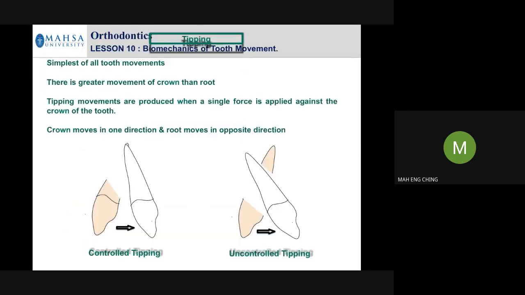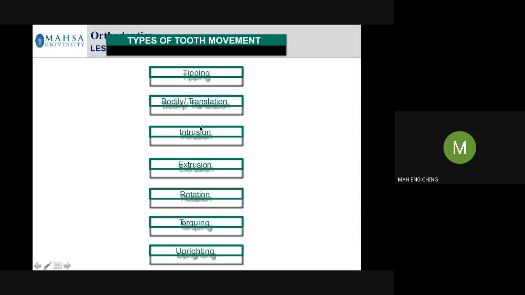So for these lectures, you just have to know there are 7 types of tooth movement: tipping, bodily, intrusion, extrusion, rotation, tucking, and uprighting. In the exam, you mention all of these, then explain what tipping is, what bodily movement is, and so on. The most difficult ones are tipping and tucking. A lot of people confuse these two. Tipping is a movement of the crown more than the root. Tucking is the root more than the crown. They are opposite to each other. Just remember this. Intrusion and extrusion, again, are opposite to each other.